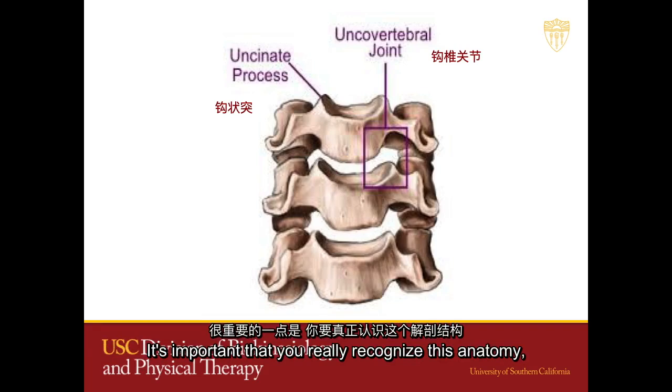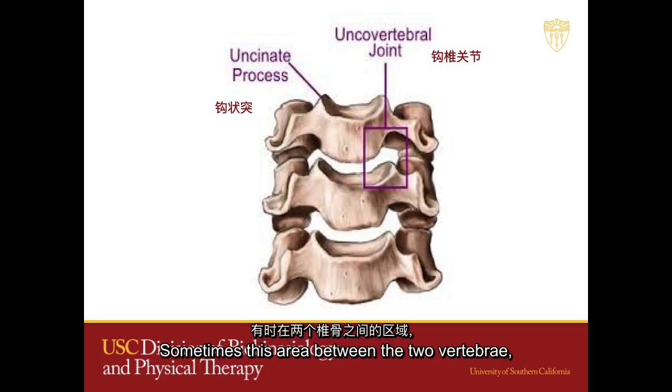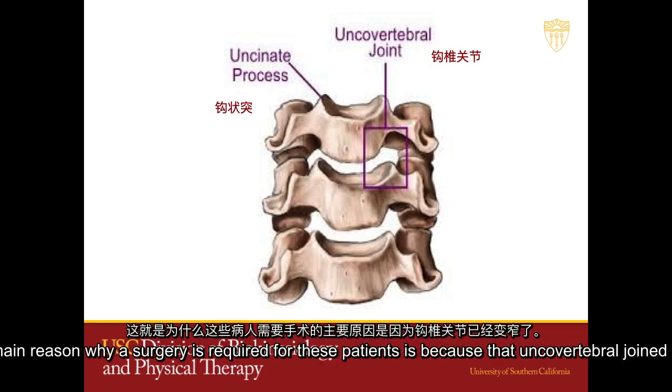It's important that you really recognize this anatomy, because as we get older, sometimes this area between the 2 vertebrae, the uncovertebral joint, actually ends up narrowing. And when that happens, then we have more issues with the nerve roots. And this is a main reason why a surgery is required for these patients, because that uncovertebral joint has narrowed.